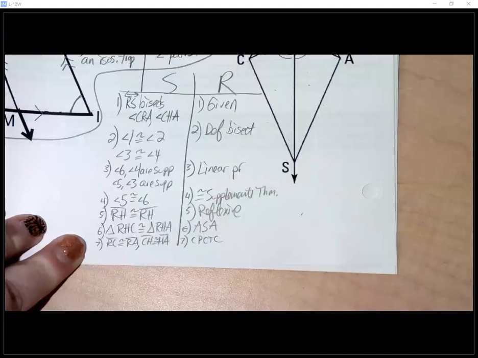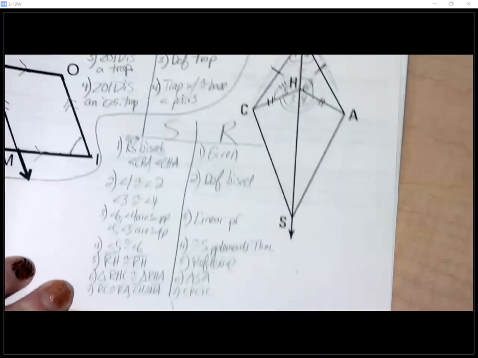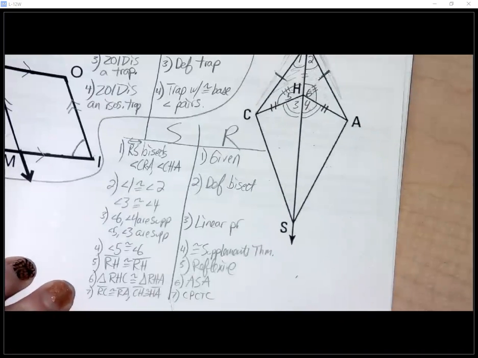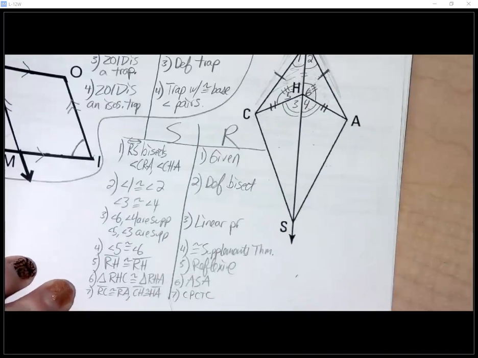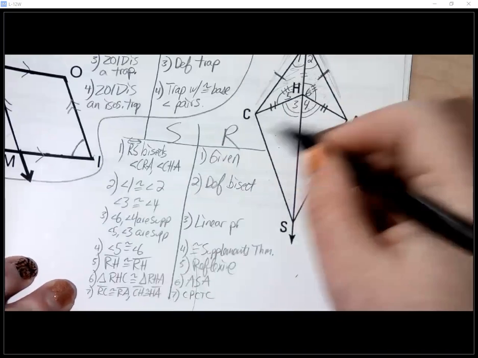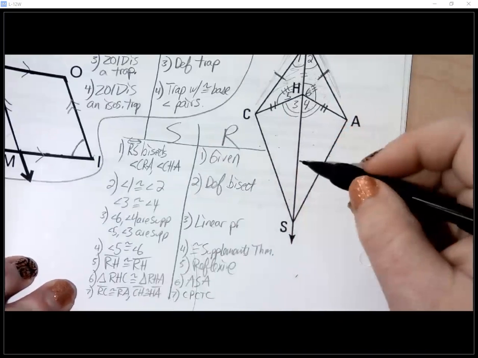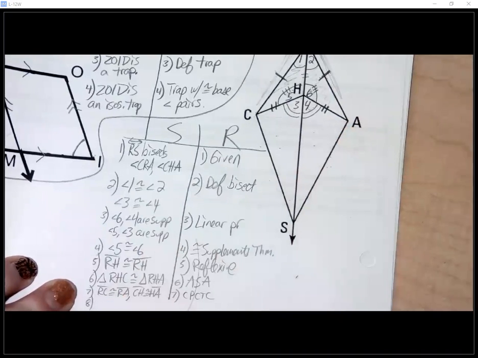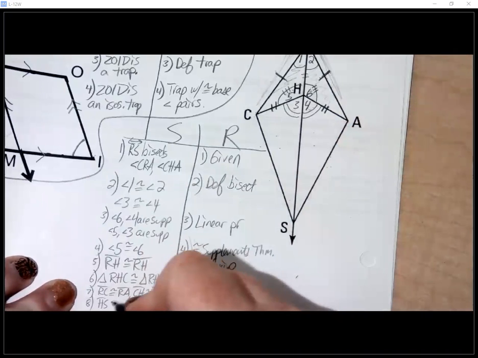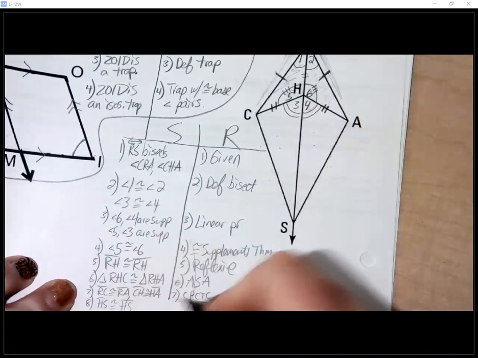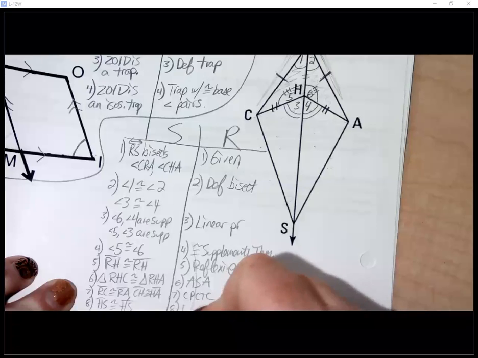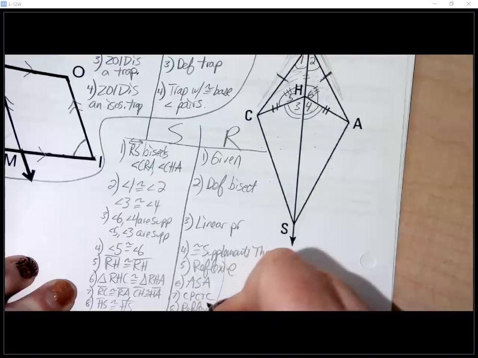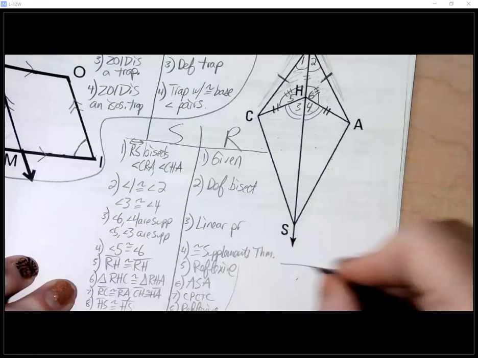So for those bottom two triangles, all I need to say now is that HS is equal to itself. And then I get these two triangles, and then I can get the last two sides by CPCTC. All right, I'm gonna run out of room, that's okay. So HS is equal to itself. Reflexive. And I'll just continue over here because we're almost done.